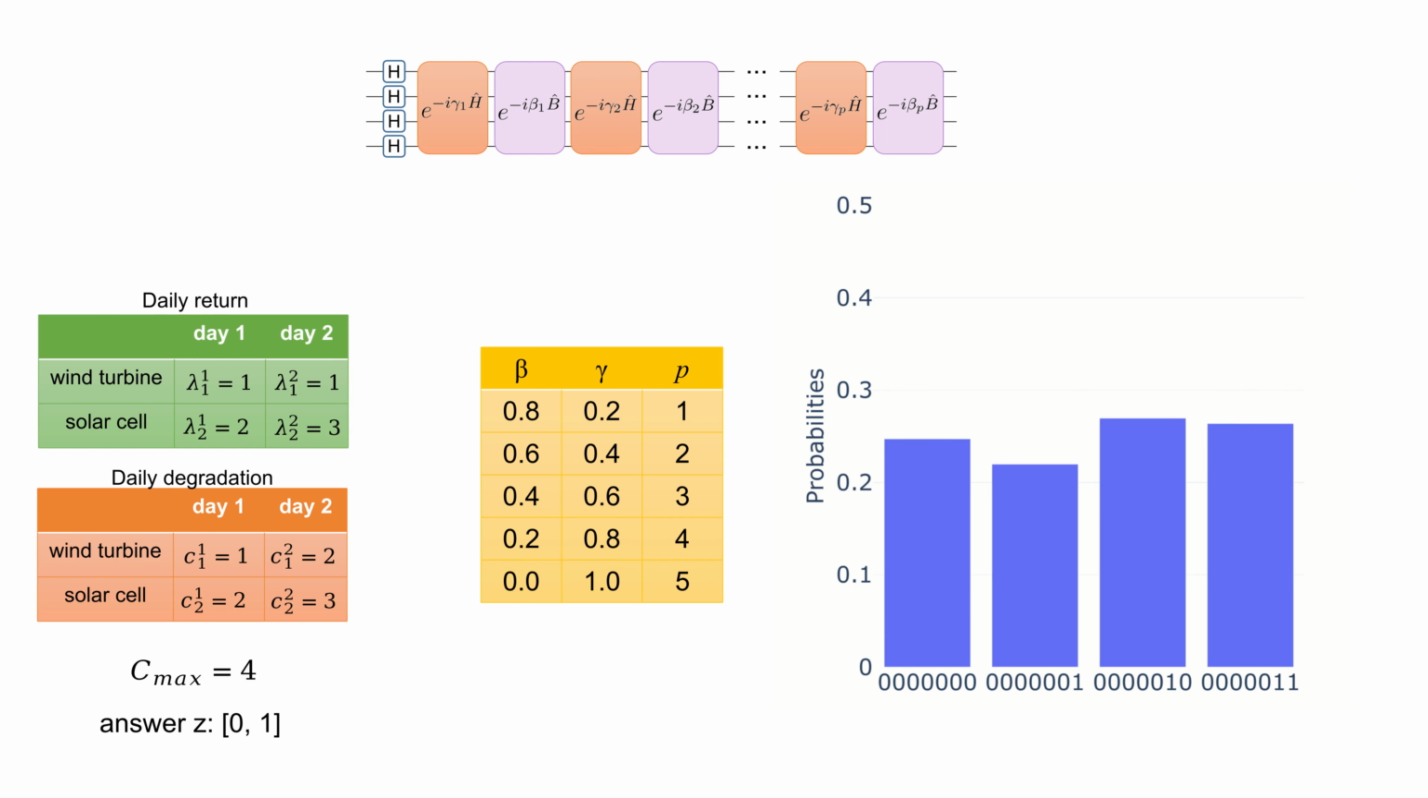As you may see from the histogram, each next iteration increases the probability of the right answer, which is 0, 1. The bit order in the histogram is reversed.